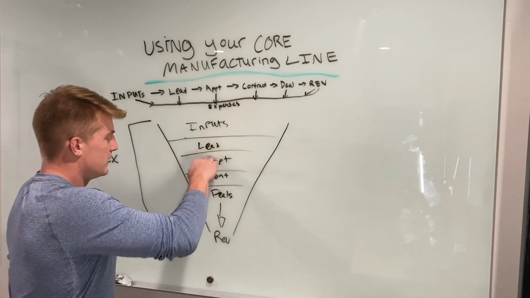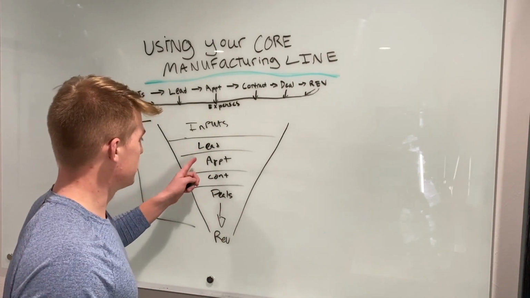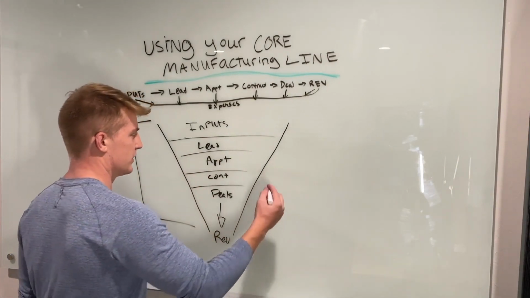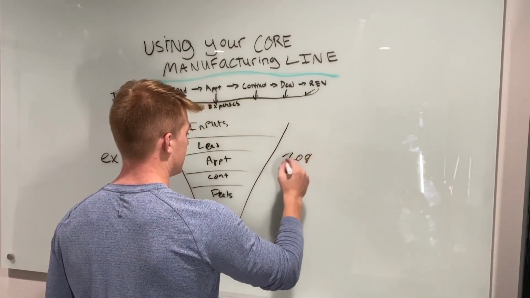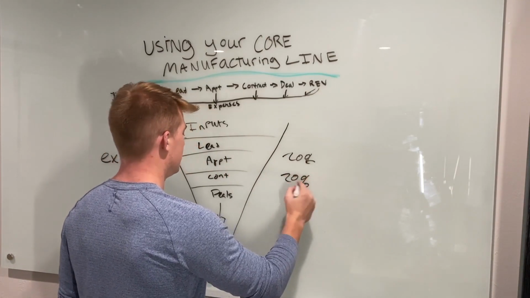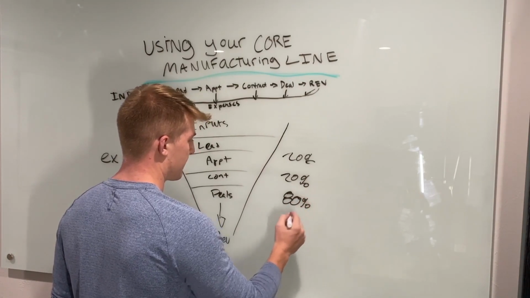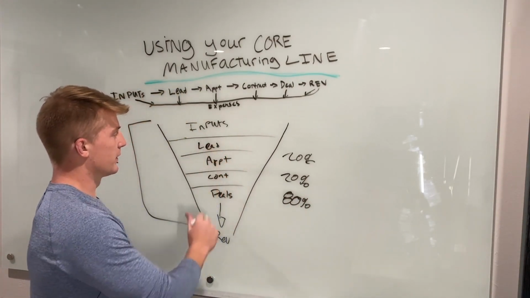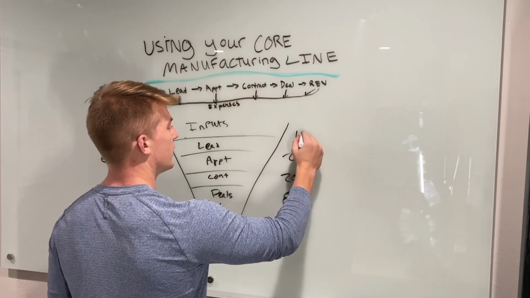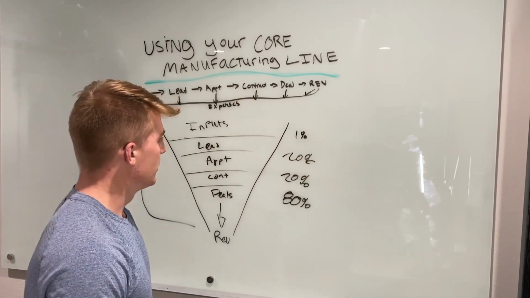Now we can keep everything the same. That means conversions, right? So we can convert leads to appointments at, let's just say 20% of leads turn into appointments. Appointments to contracts, just say 20% convert. And then contracts to deals, let's just say 80% convert, right? And then let's say out of inputs, let's just say 1% of inputs turn into leads, because that's like a pretty standard number, pretty basic number.